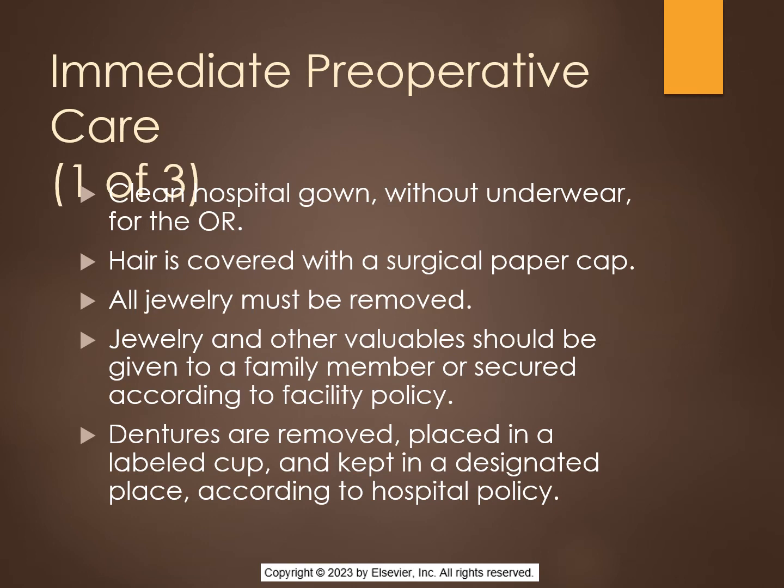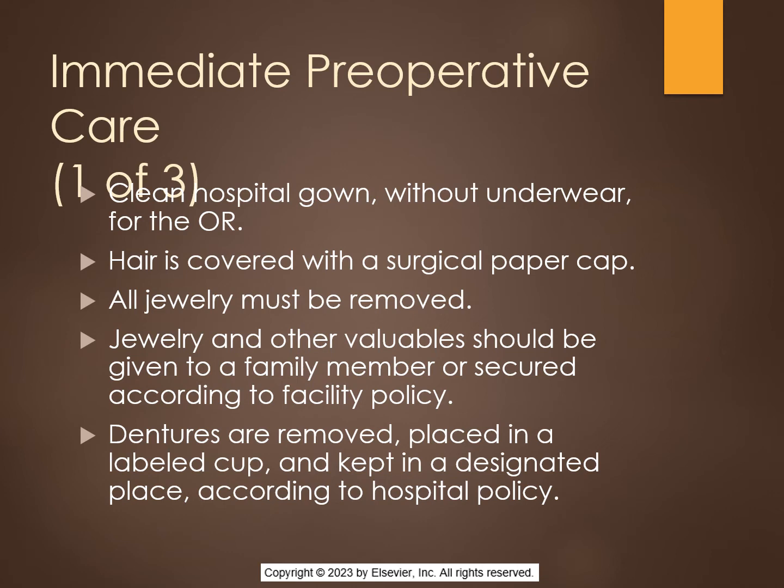The patient is usually dressed in a clean hospital gown without underwear for the OR. Hair is covered with a surgical paper cap. Long hair should be fixed to minimize any tangling, and all hairpins and barrettes need to be removed. Explain why all jewelry must be removed for safety due to the electrocautery used during surgery and the danger of an electrical burn from conduction of electricity through metal.